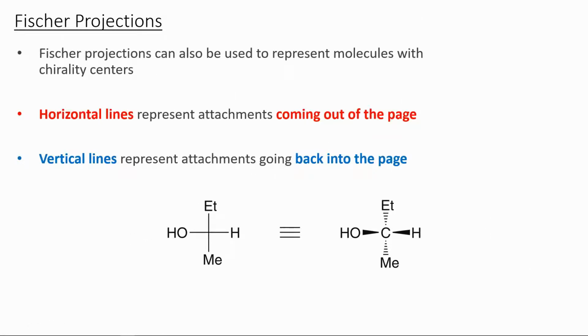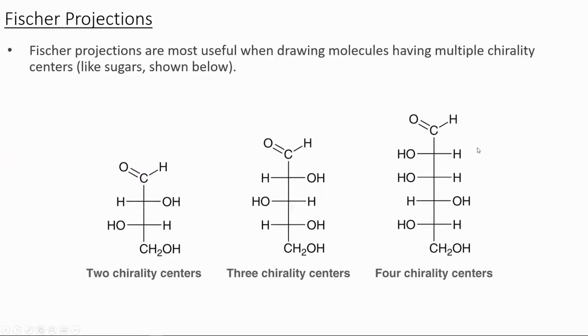So another method that we have to use a two-dimensional representation for a three-dimensional structure is the Fischer projection. In the Fischer projection, we're going to have a horizontal line representing the parts of the molecule that are coming towards us out of the page, and we're going to have the vertical lines representing the parts of the molecule that are going into the page. And this allows us to analyze molecules that have multiple stereocenters very quickly.